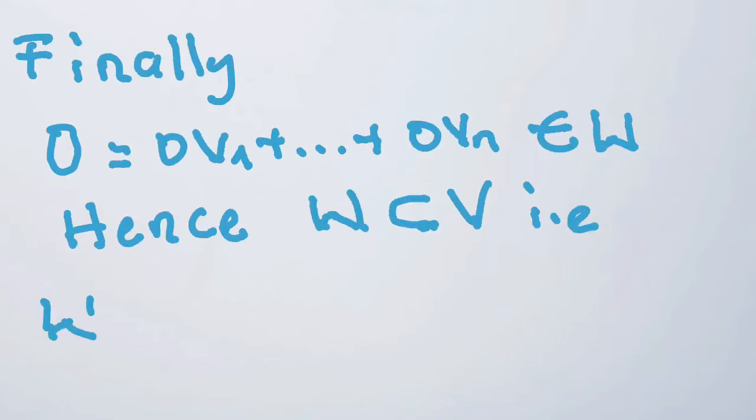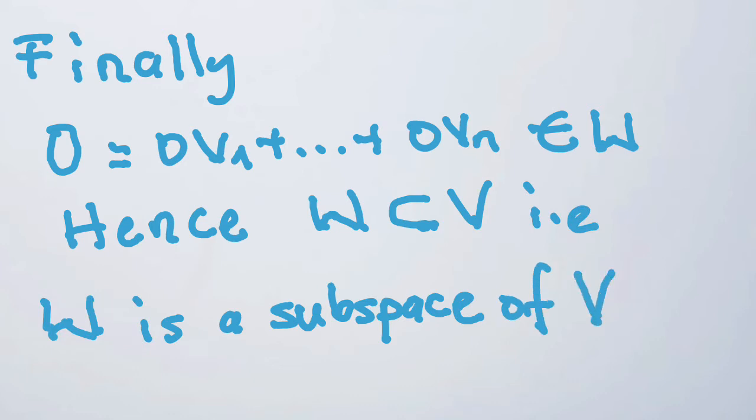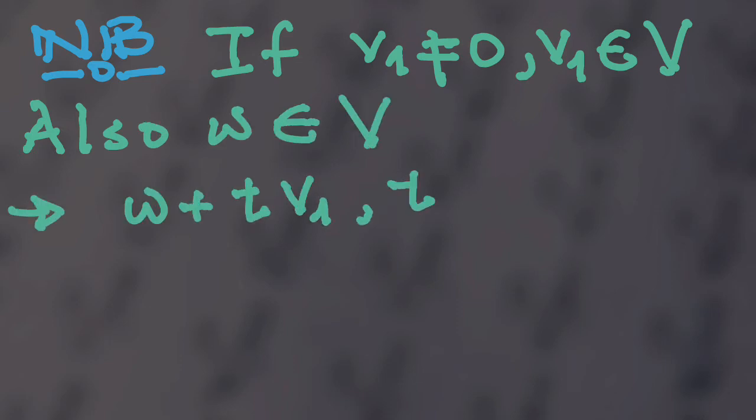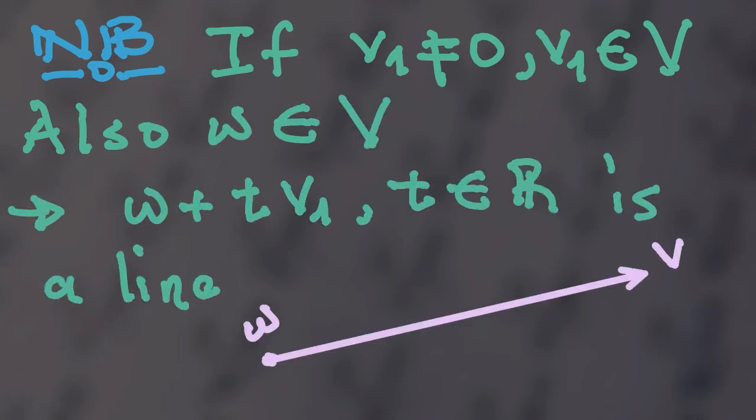And finally, there is a zero vector for which... If v1 is a non-zero element of V and W is also an element of V, then the set of elements W plus t v1, where t is a real number, is a line passing through W in the direction of v1.